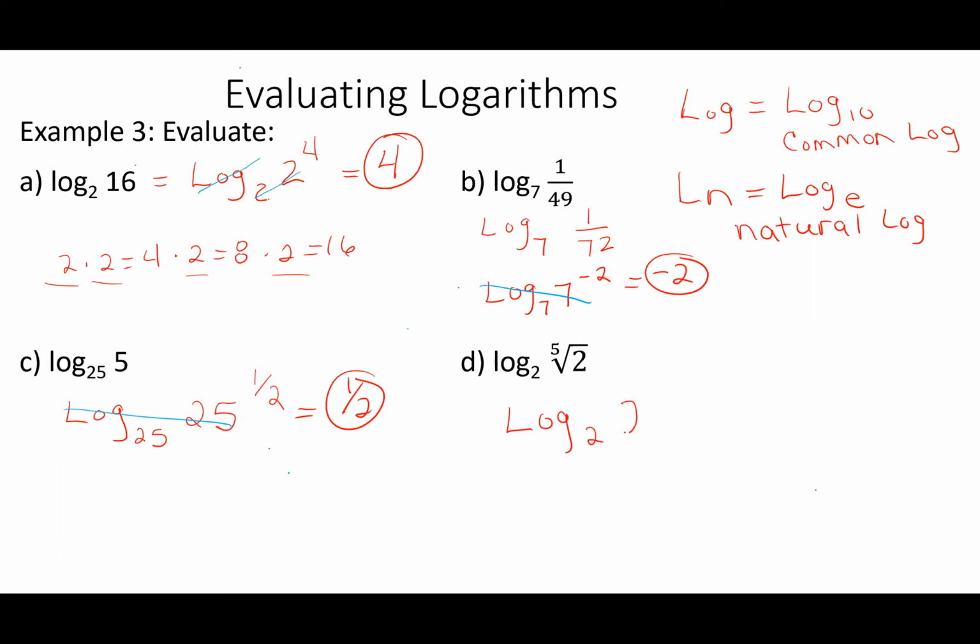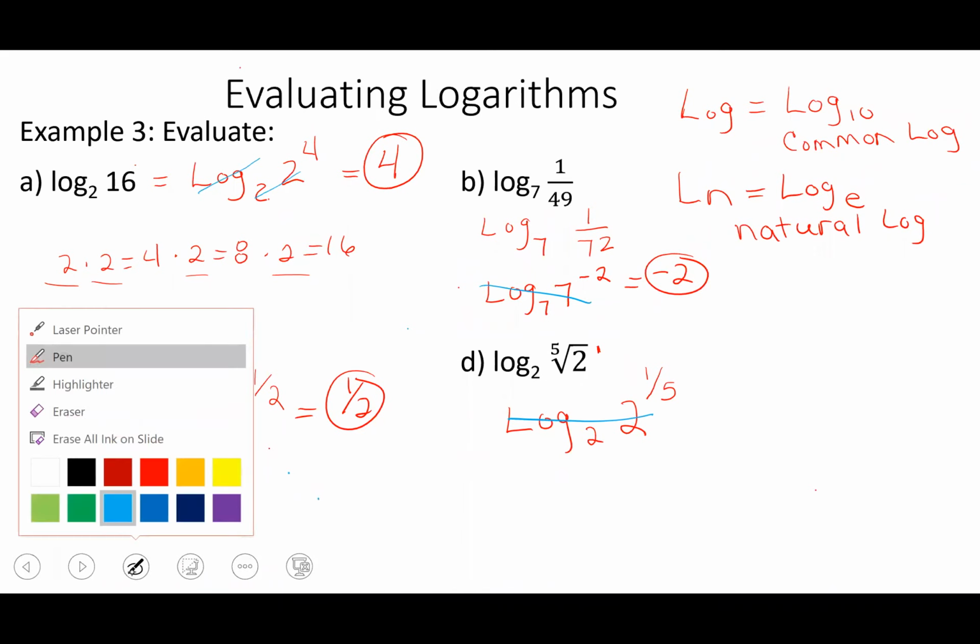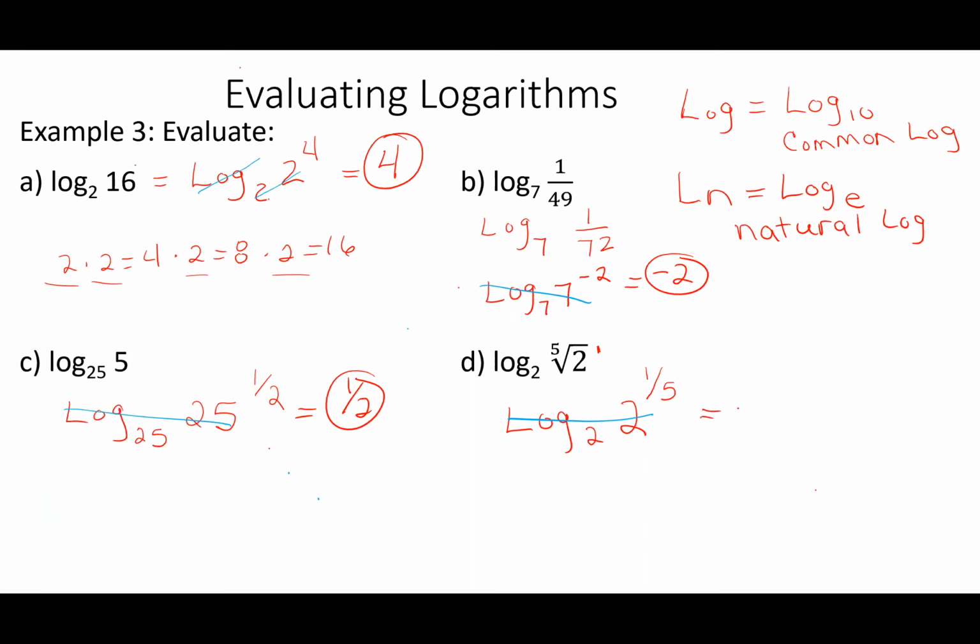Log base 2 of 2. This is an understood 1. So a radical is the power over the index. Cancel. And you're left with an answer of 1/5.